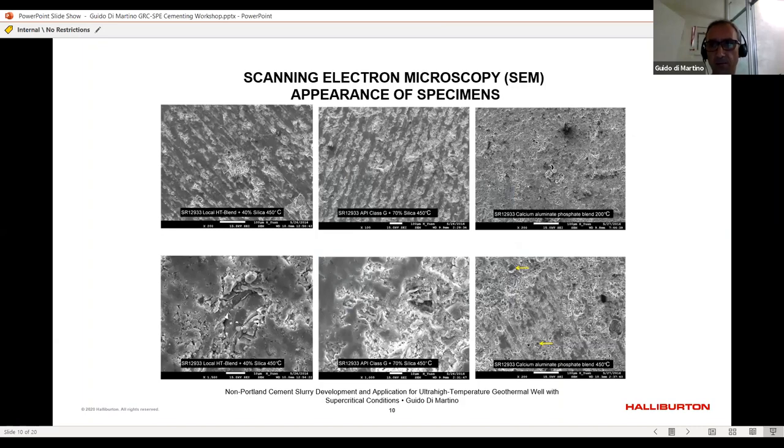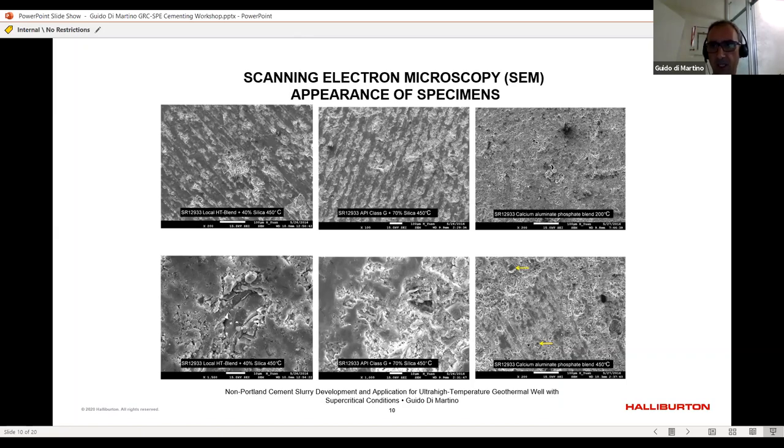To reveal the morphology and explain these properties, scanning electron microscopy, SEM, was performed on sections of cement samples before and after exposure to 450 Celsius. At low magnification, the local ready mix blend of API class G and silica at 40% by weight of cement revealed a cross section with few structures on the order of 10 micron or larger that could be pores. At higher magnification, there appeared angular particles less than 200 mesh, the particle size of the quartz silica that was included in the blend.